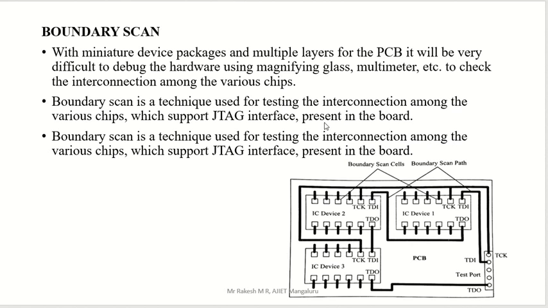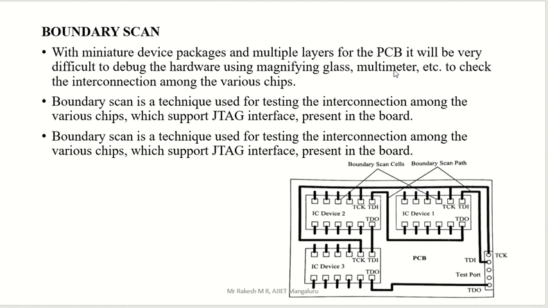And here mainly we are using one JTAG interface. You can see this diagram properly. Here boundary scan cells and the boundary scan path, everything is used. So boundary scan is a method. Why are we using this method? For small devices we can't apply the previous debugging devices.